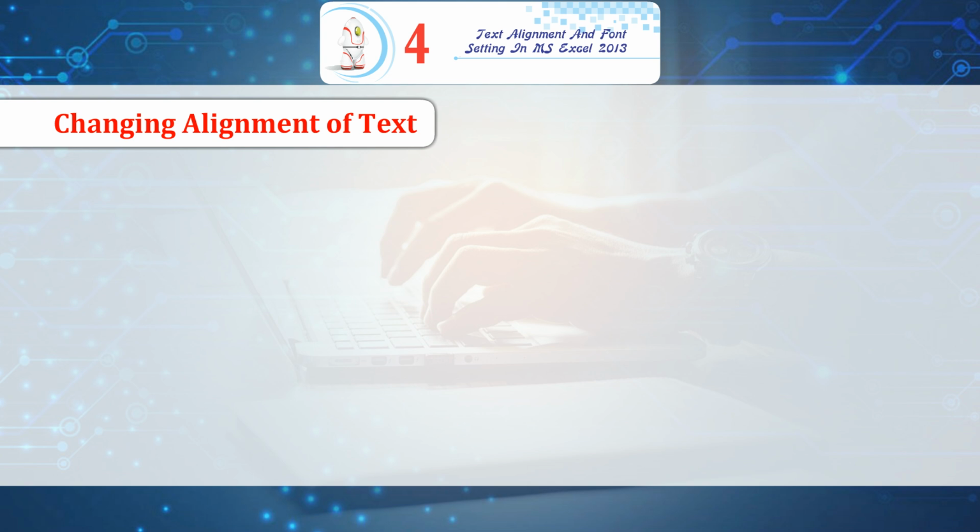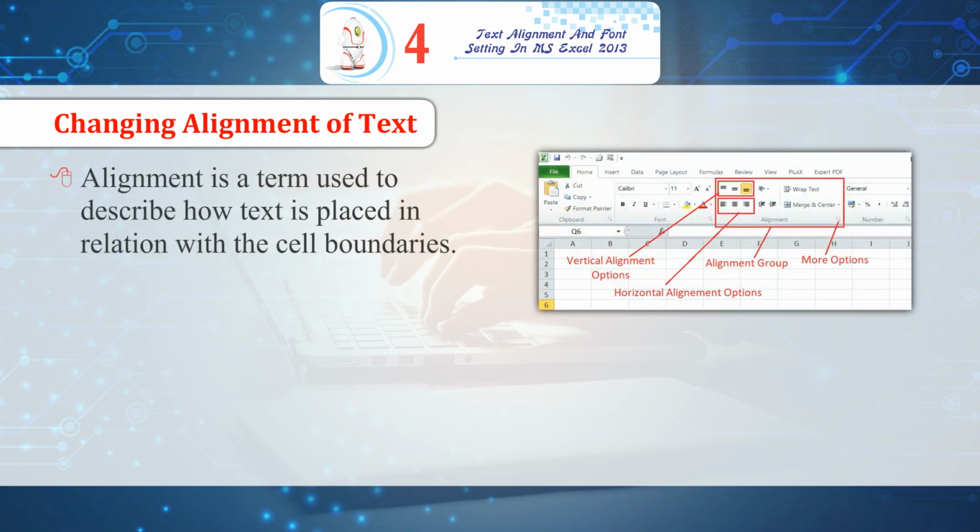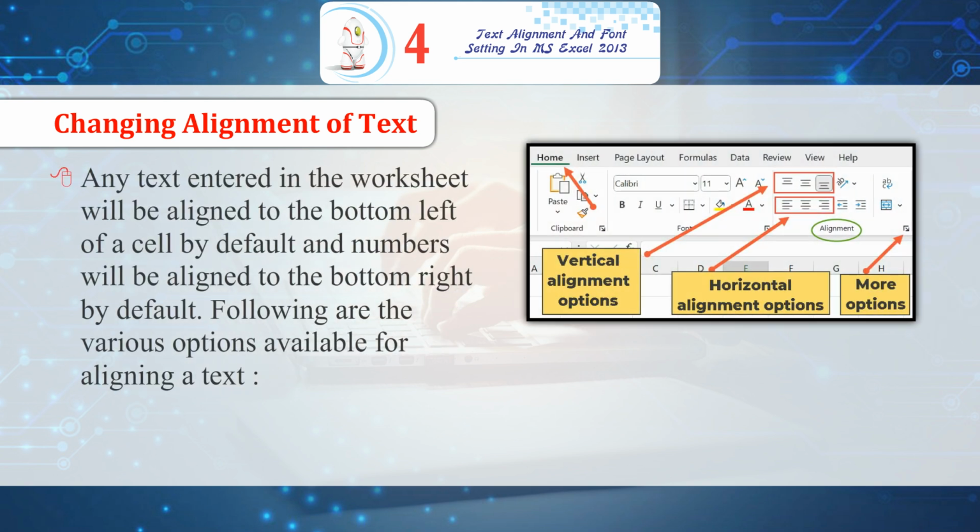Changing alignment of text. Alignment is a term used to describe how text is placed in relation with the cell boundaries. Any text entered in the worksheet will be aligned to the bottom left of a cell by default and numbers will be aligned to the bottom right by default. Following are the various options available for aligning a text.